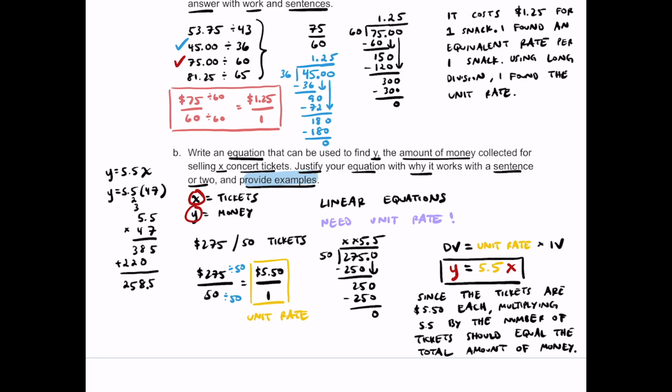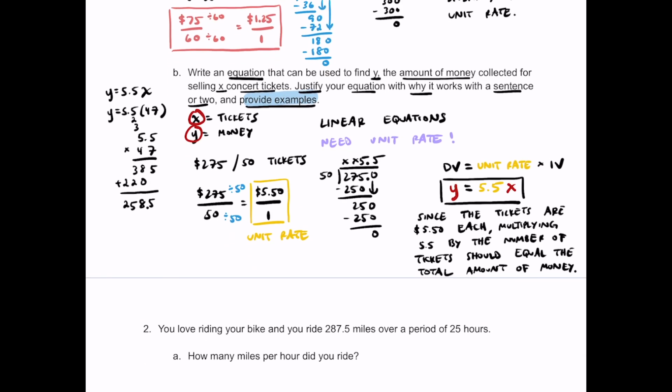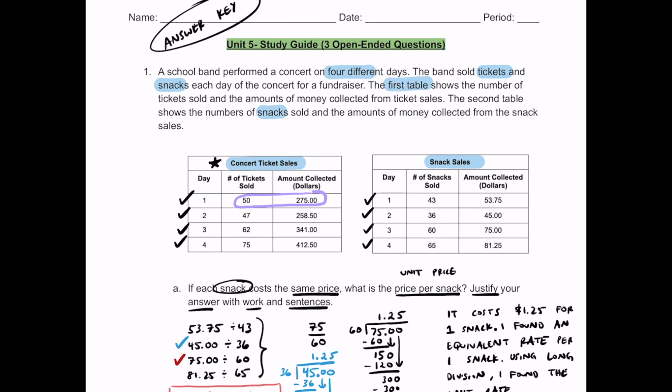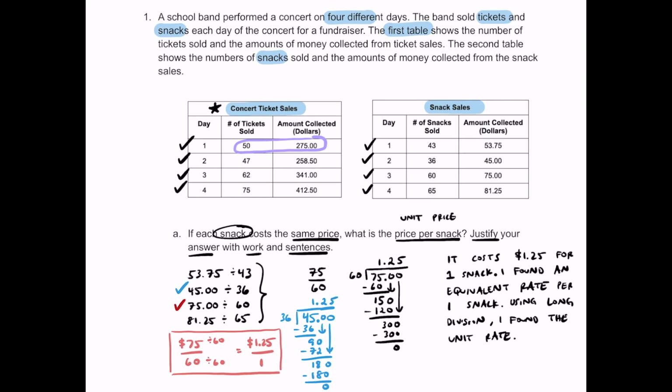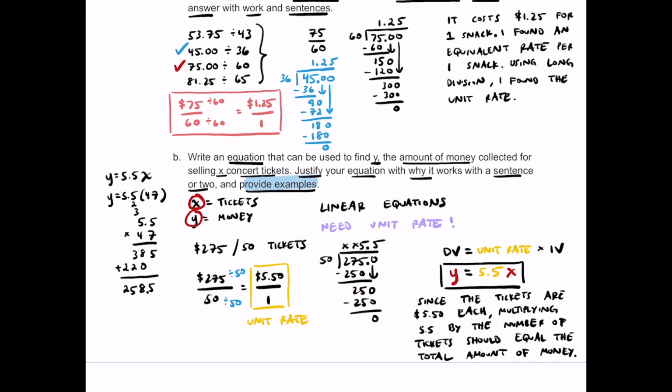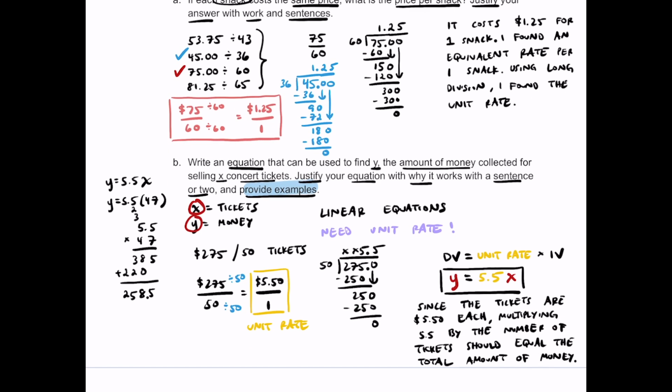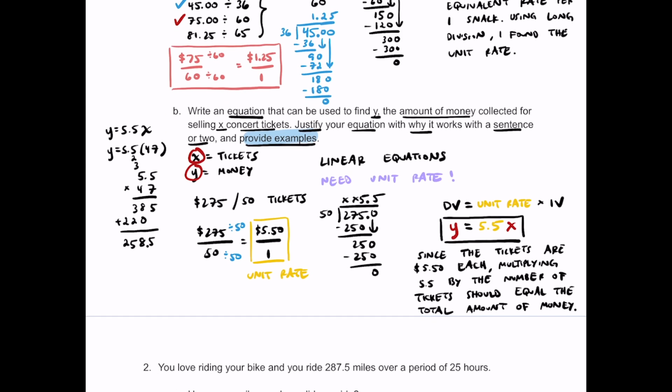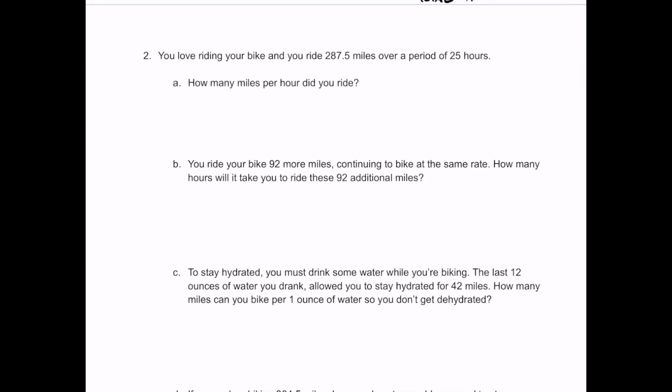Okay, so that's part B. And that's this first question. For this first question, you just had to answer about the snack, figuring out the unit price. And then for the second problem, we were figuring out the unit rate for the tickets, and that helped us write a linear equation. Okay, all right. Let's move on down to question 2.